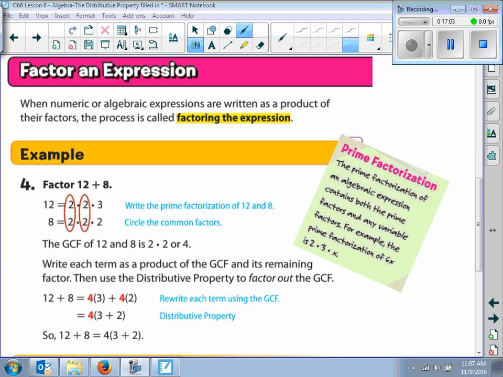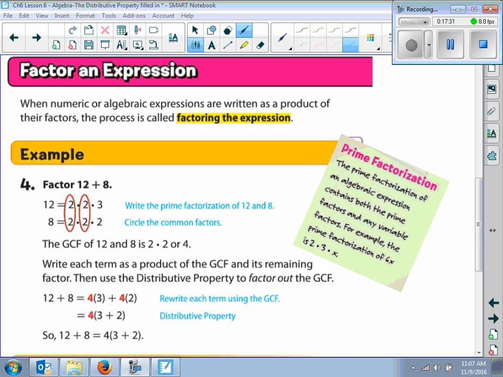All right. So now we're going to factor an expression. Okay. Does that look familiar to you? Right? The prime factorization using our factor trees, right? Now we're going to try to do them in our head. So when numeric or algebraic expressions are written as a product of their factors, the process is called factoring the expression. Okay. So here we are going to factor 12 plus 8.